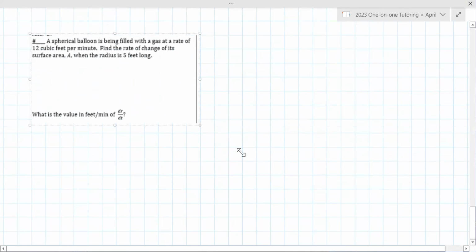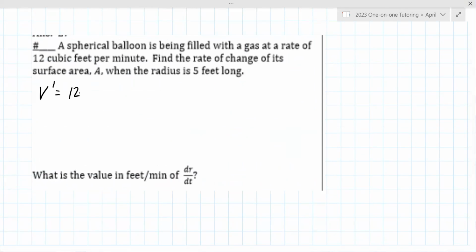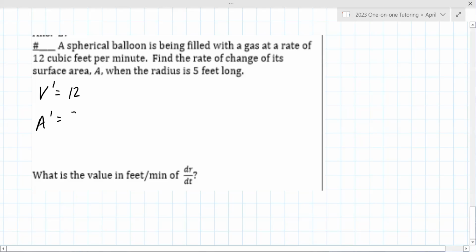Here we go. So another spherical situation. A spherical balloon is filled with a gas at a rate of 12 cubic feet per minute. V prime is 12, and it comes from the units. Really good to know that. The rate of change of its surface area, A prime, that's what we want to find. Wow. So there's a problem here. The units for this don't match the units for surface area. Surface area prime units would be like feet squared per minute.